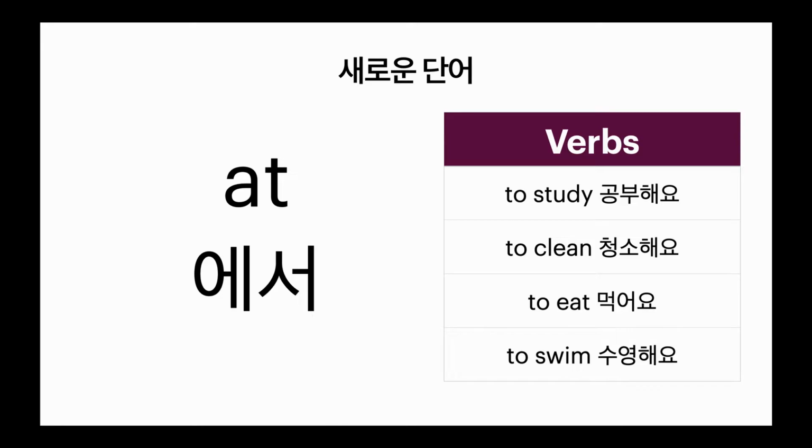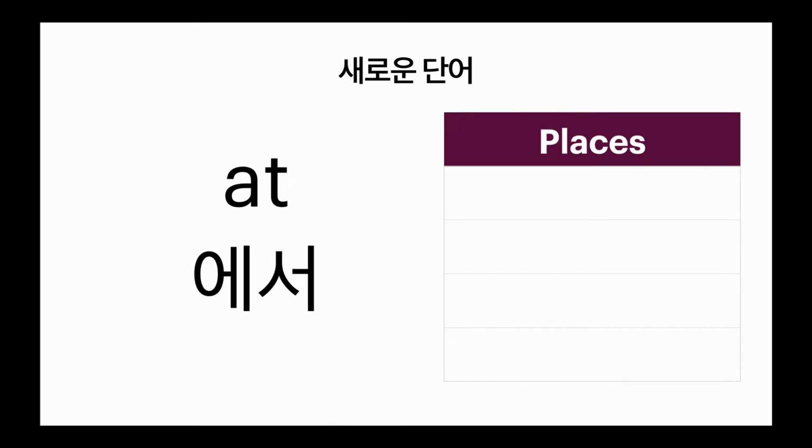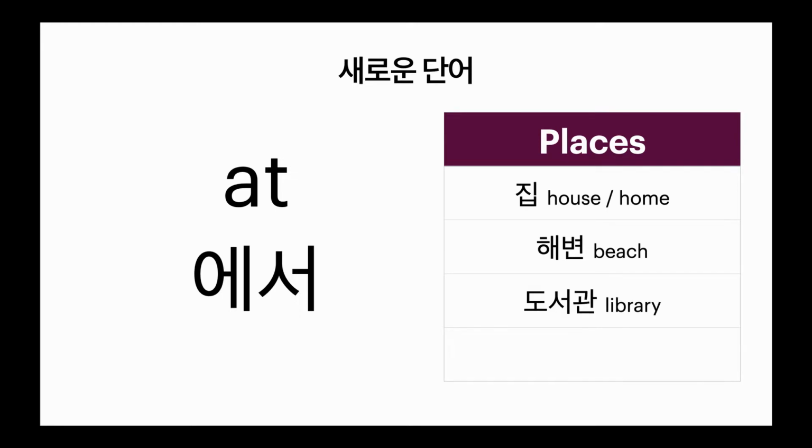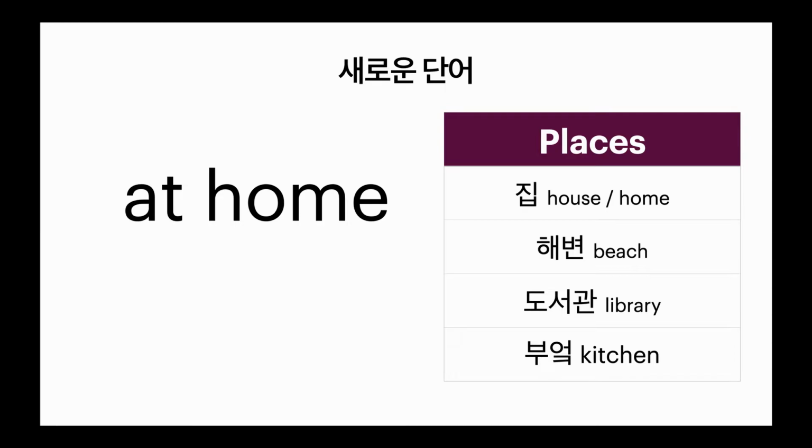So if we're going to be studying at, then we need to learn some places. Let's start with a word that we've done in the past lessons, 집, house or home. And then 3 new words, we've got 해변, beach, 도서관, library, 부엌, kitchen. Okay, so at home, how do you think we would say at home? Well, first we need home, which is 집. Now to say at home, what do you think?